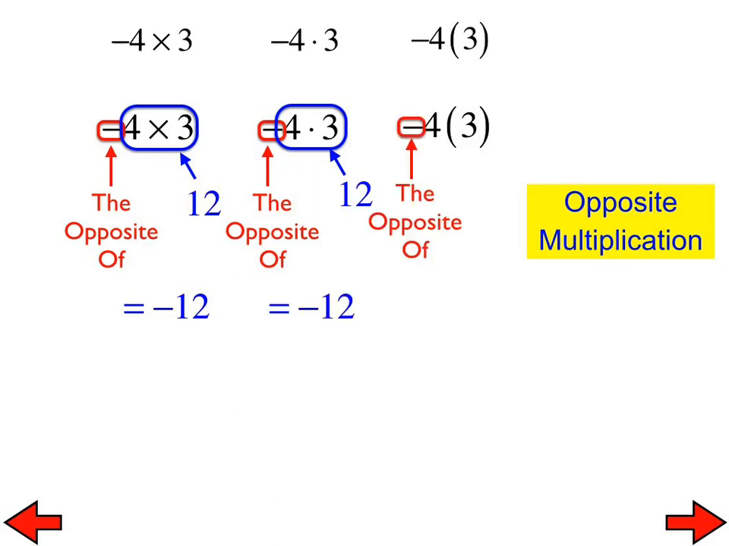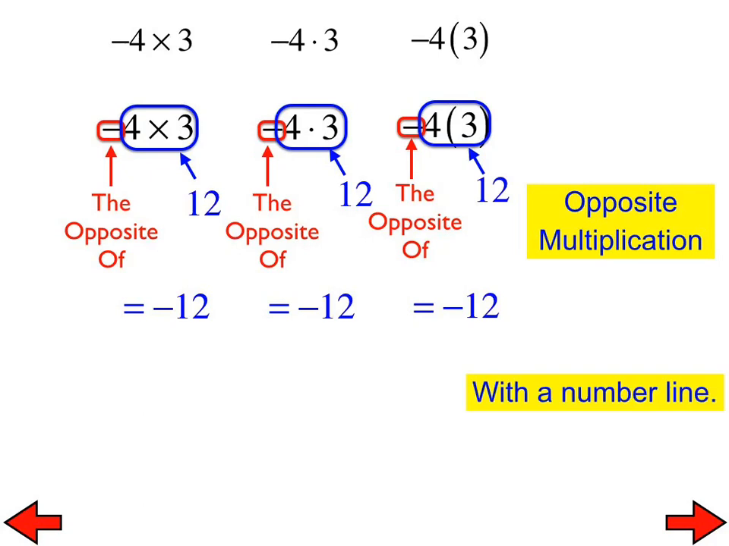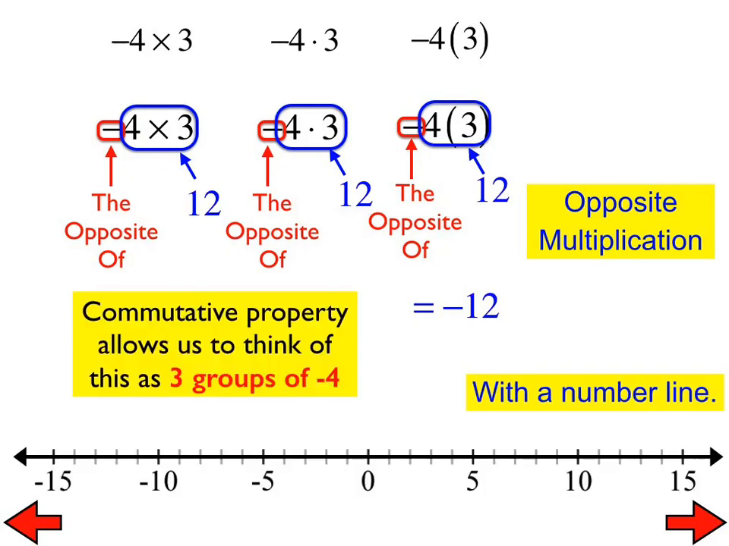And that's just in case you get these multiplication problems written slightly differently. And all this writing I'm doing is kind of doing that part in your head. Okay? If we were to do this with a number line, the commutative property allows us to think of 3 groups of negative 4, which I already talked about.